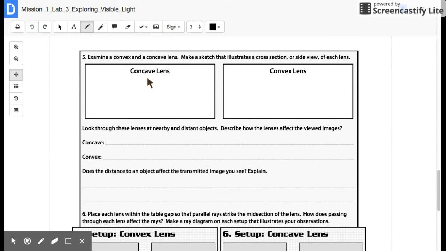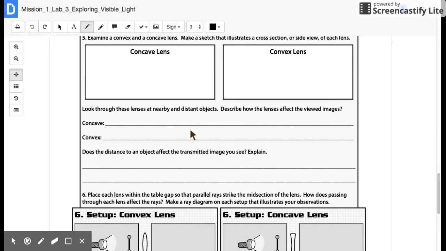This talks about drawing a side view, or what we call a cross section. So this is when you take the lenses, the concave and the convex lens that I'm providing you. Just hold them sideways to your eye and take a good look at them, and then give me a basic sketch of what they look like to you.